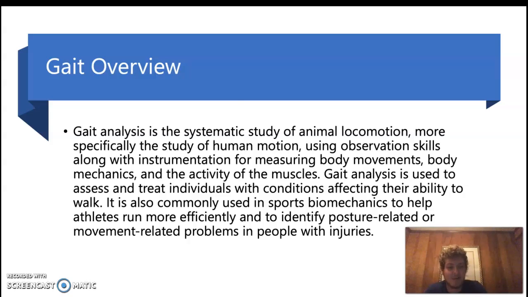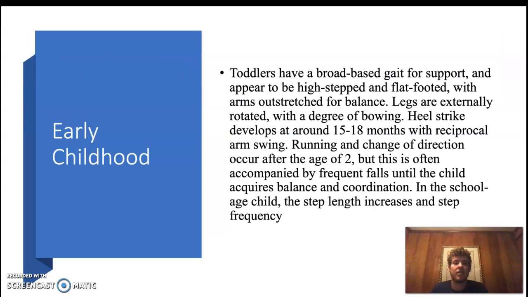Anyway, let's get into the early childhood. So this would be your toddlers, when you first start walking up to the age of two or up to 3 maybe, but 3 you start to have gait patterns that are more like adults. But they start with a broad-based gait for support. They appear to be high-stepped and flat-footed with arms outstretched for balance. The legs are externally rotated with a degree of bowing.